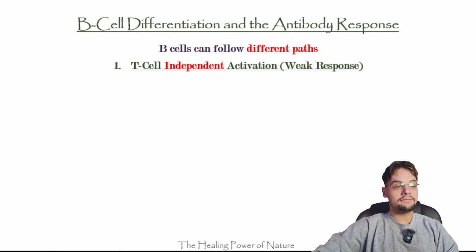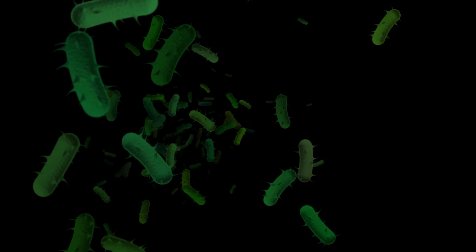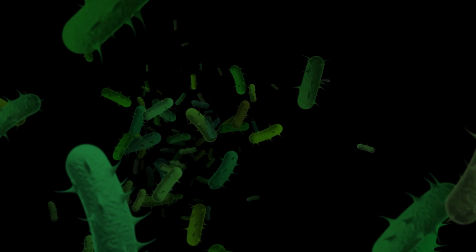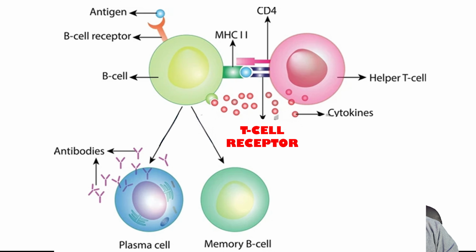First, T cell independent activation, or a weak response. Some antigens, like bacterial polysaccharides, for example in Streptococcus pneumoniae, can directly cross-link surface IgM or IgD without T cell help. The key features: they have a fast response, but mainly IgM antibodies are produced. No memory cells are generated, so there's no long-term immunity. This is seen in the response to encapsulated bacteria. This is why vaccines for encapsulated bacteria, like pneumococcus, need polysaccharide-protein conjugation to recruit T cell help and create a stronger immune response.